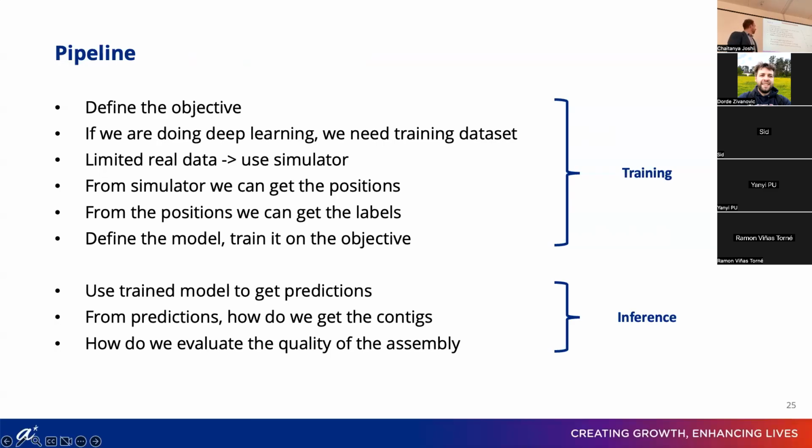Once we do that, we have to define a training set. And since we're doing deep learning, we usually need a lot of training data. So we're going to use a simulator with which we can simulate a large amount of data, and we can also get the positions from which we can compute the labels. And then after this is done, we can simply define the model and train it on the stated objective. In inference, we use the trained model to get predictions. Those will be certain probabilities, as you will see. And from predictions, we want to get contigs. Those are the sequences in the genome. So how do we do that, and how do we evaluate the final quality of the genome?